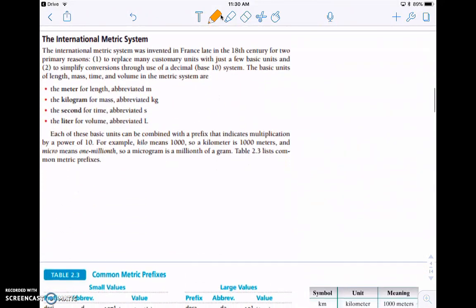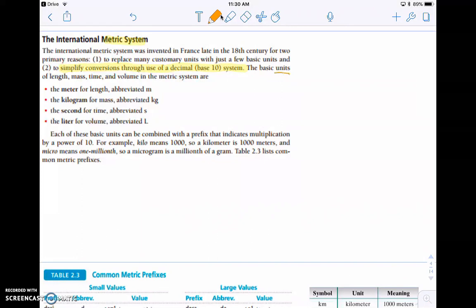Now we're going to look at the International Metric System. Okay, so the metric system, a little bit of history given there at the top, invented in France in the late 18th century. And one of the big things was to simplify these conversions through the use of a base 10 system. And what it means by base 10 system is we can basically just say we want to go from kilograms to grams. We can actually just move our decimal place, and we'll see that.